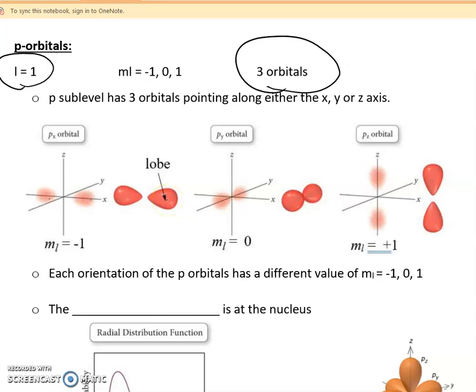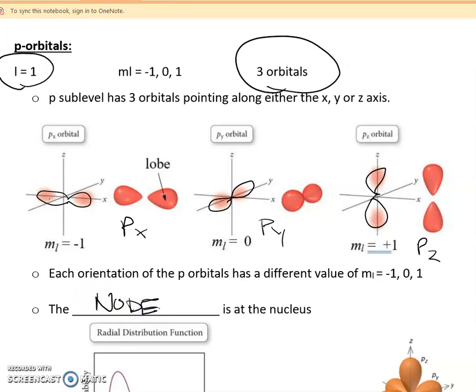Now we have 3 orbitals, and each is skewered by a different axis. So this is our px orbital because it's on our x-axis. This is the py orbital because it's skewered on the y-axis, and this is our pz orbital, because it's skewered on the z-axis. And what I want to point out as well is that the node is located at the nucleus. Okay, so the nodal plane is right here where we're not going to find any electrons.